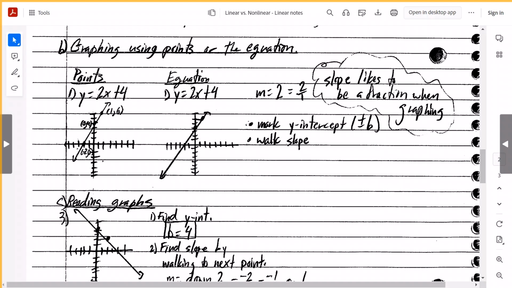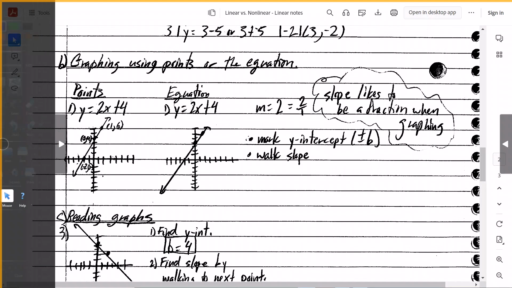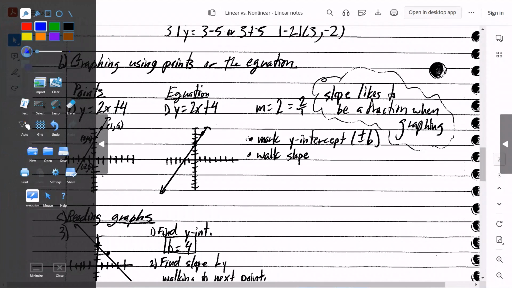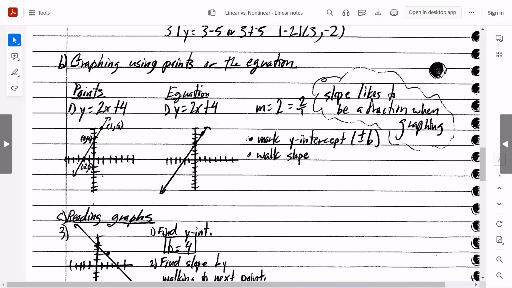I'm going to show you how to draw that with the points and draw it without the points, just using the equation. Okay? So let's use the points. For the points on that one, we got -2, 0. We got 0, 4, and 1, 6, right? So you mark all three of those.